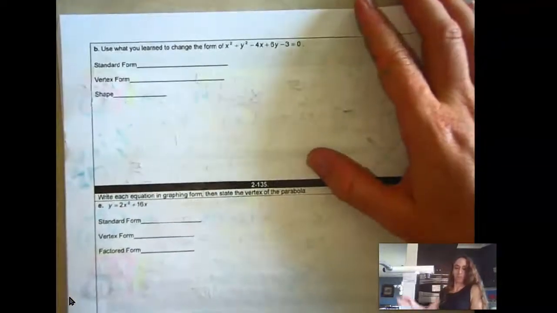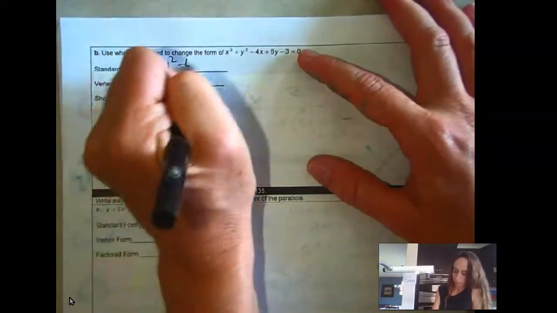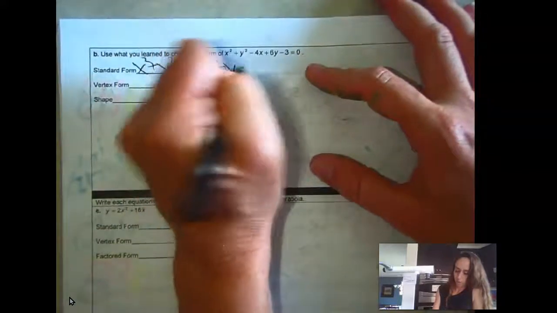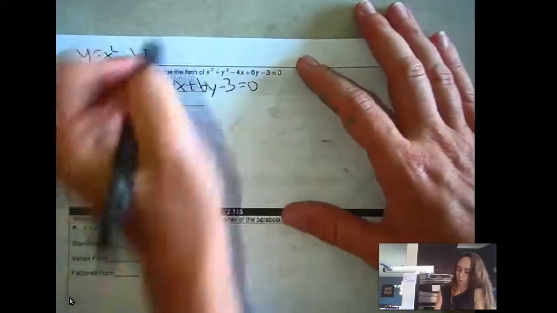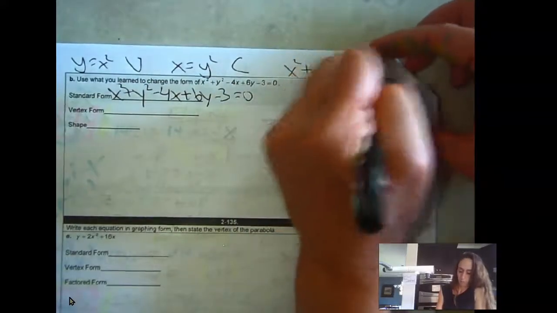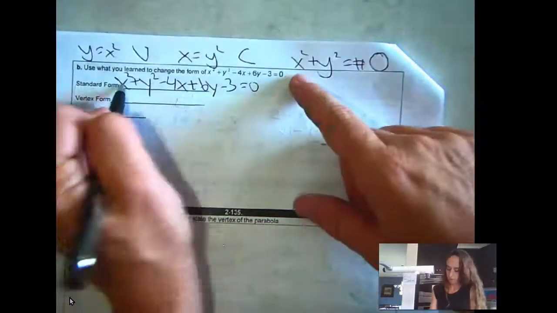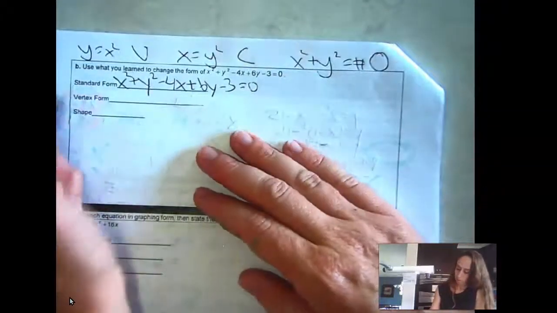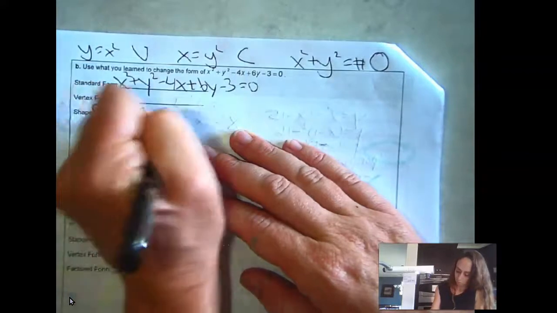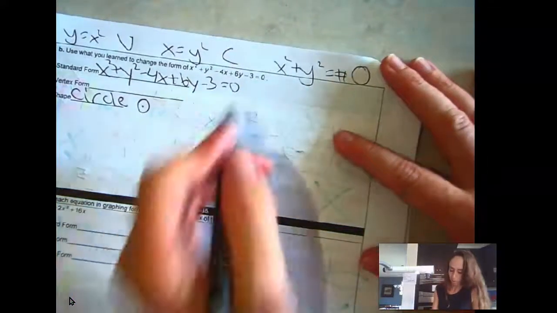So, what do I see? Oh, let's do standard form. And as I'm writing it in standard form, I want you to think about if it's a y equals x squared, a u, an x equals y squared, a sideways u, or a x squared plus y squared equals a number, which is a circle. What do you think it is? A circle, because there's an x squared and a y squared. So that means that's a circle. Done.